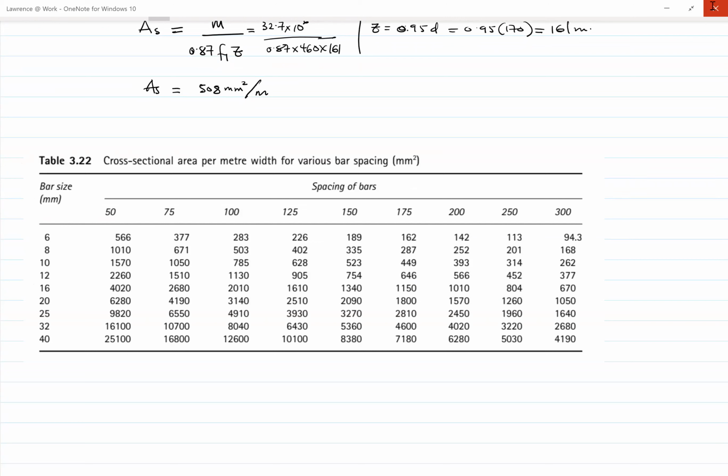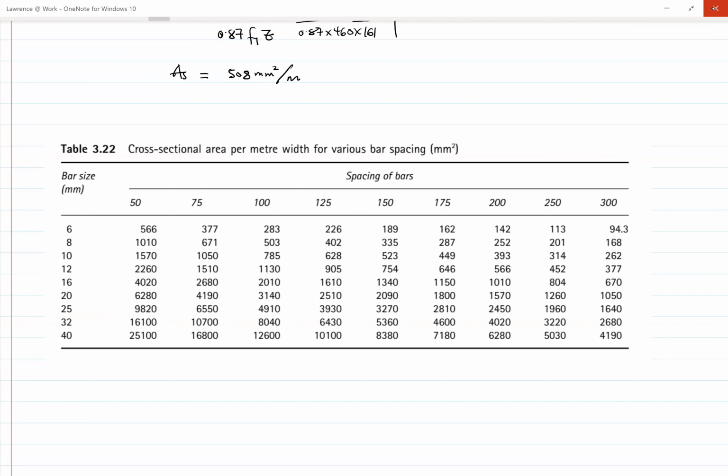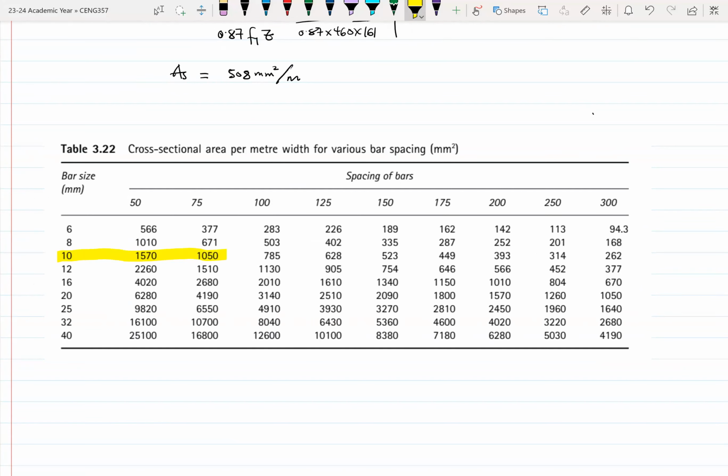So we can use this table here to determine the rebar and its corresponding spacing. So we got 508. We are using 10 bars. So it means that we are going to look at this section right here. And the one that works well for us is this one. So we end up with 150.